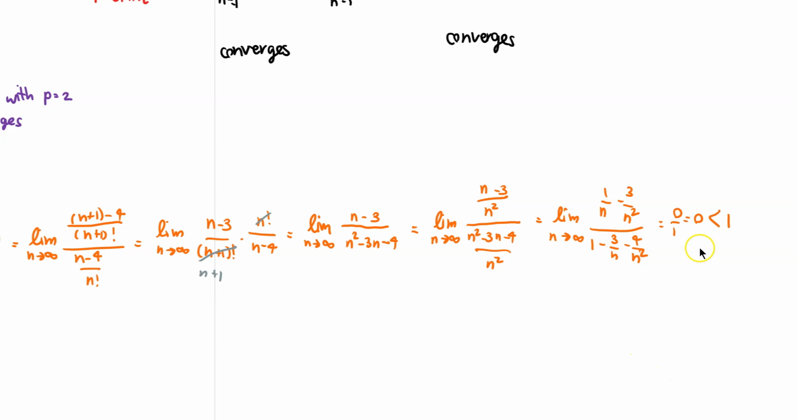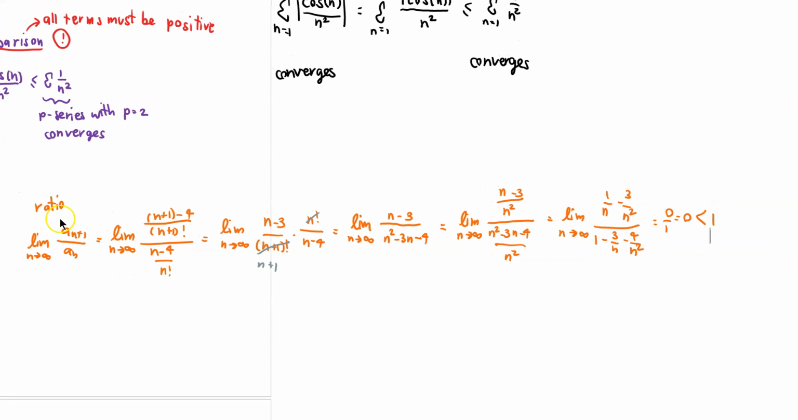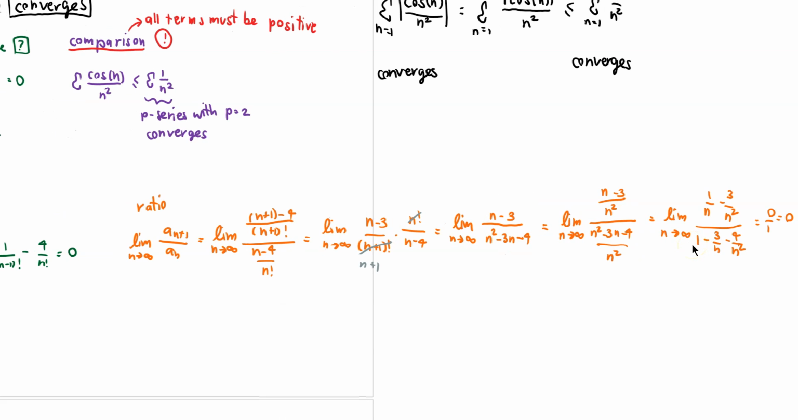And then, because this guy is less than 1, that means I can conclude using the ratio test that this guy is going to converge. But there is one problem here. Again, whenever we use the ratio test, all the terms have to be positive. All terms must be positive.